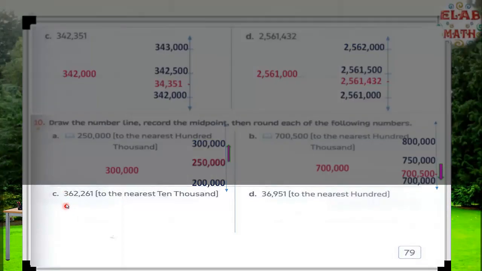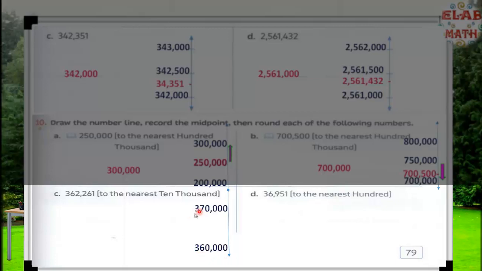Next one, we have here 362,261, and it says round to the nearest 10,000. Where is the 10,000 place? Here, 6. So you should make a number line and write 3, 6, and all digits after 6 are zeros, like this, 360,000. And here you should write 370,000. Between them, the midpoint will be 365,000.